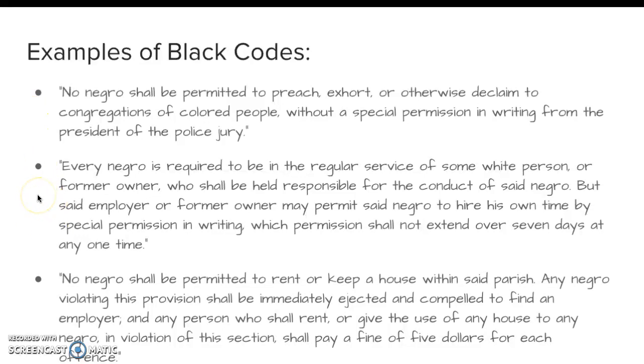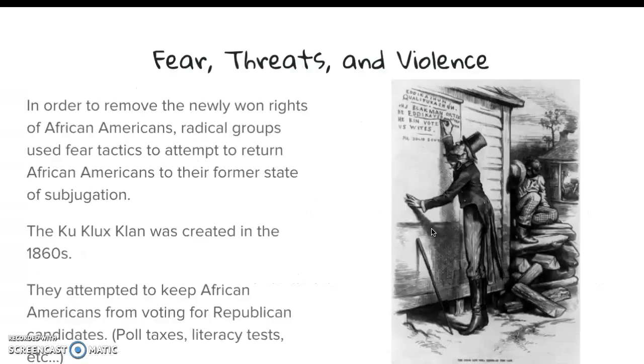This next one says, every Negro is required to be in the regular service of some white person or former owner, hello, slavery, who shall be held responsible for the conduct of said Negro, but said employer or former owner may permit said Negro to hire his own time by special permission in writing, which permission shall not extend over 7 days at any one time. Okay, guys, this is pretty much slavery right here. This is slavery with one special privilege down here, that they can have their own time for no more than 7 days. It's a little crazy.